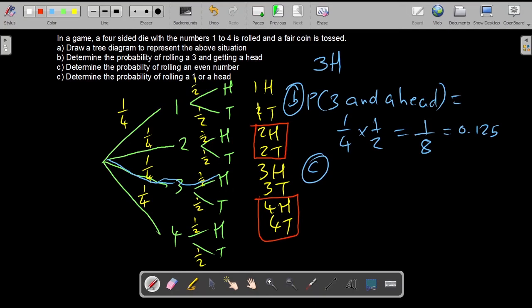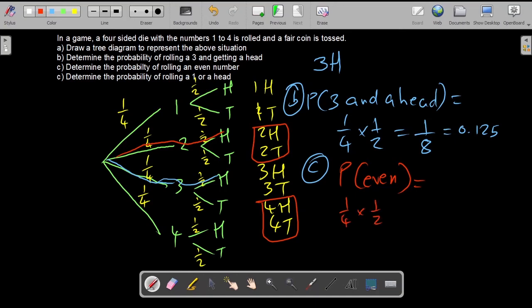And that will result in the following. So we're focusing on 2H, 2T, 4H, and 4T. And to do that, we basically want the probability of an even number, and we're going to add everything that is associated with the even numbers. So starting there, we have 1 over 4 multiplied by a half, and we're going to add this to 1 over 4 multiplied by a half.